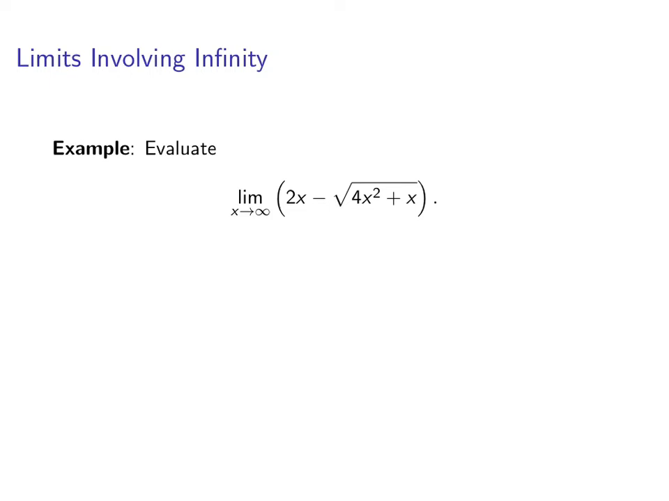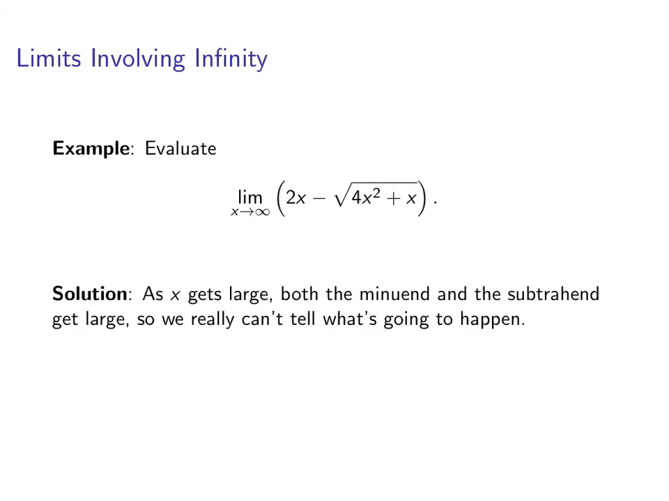Hello, calculus fans. Let's evaluate this limit. Limit as x goes to infinity of 2x minus the square root of 4x squared plus x. Now the trouble here is that as x gets very large, both the minuend and the subtrahend are going to get large. So we can't really tell what's going to happen.